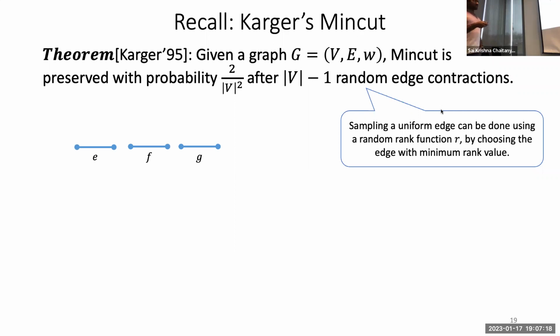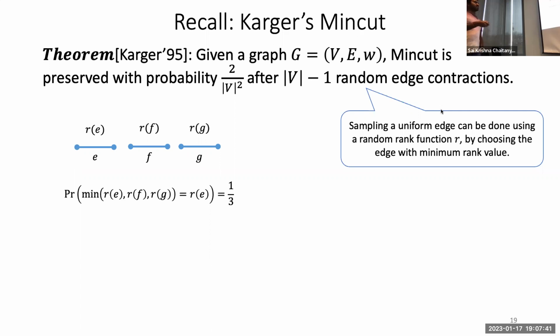For example, we have 3 edges E, F, G, and each is of weight 1. Each of these 3 edges samples a random value between 0 and 1. Now we see that the probability that the minimum of these 3 values is R of E is basically 1 over 3.